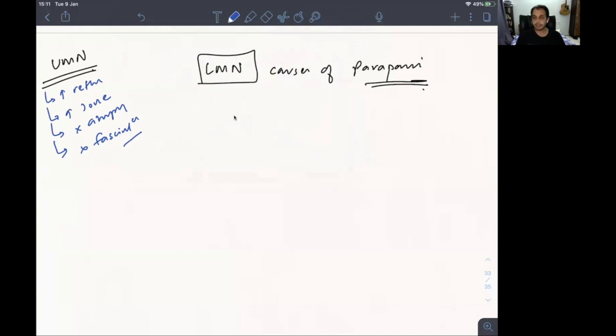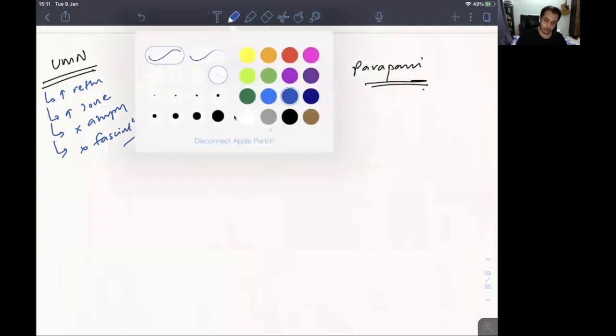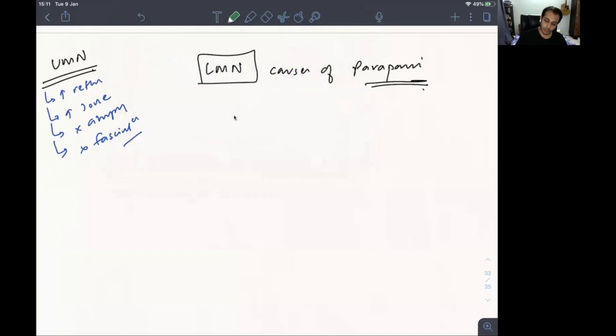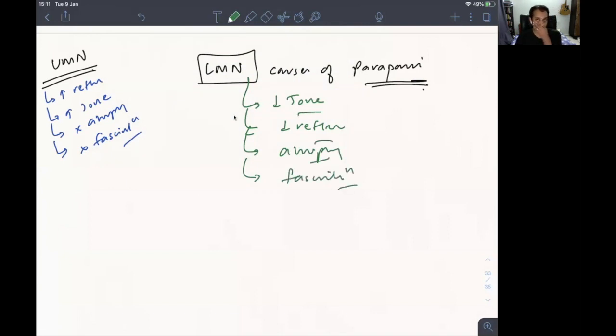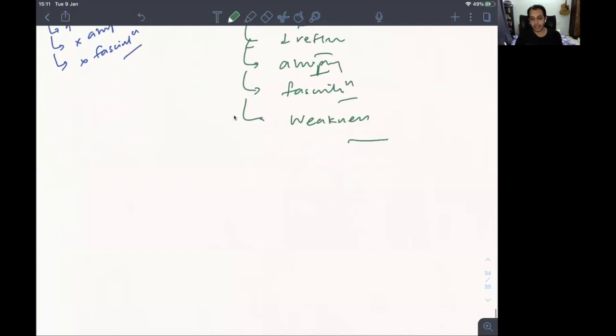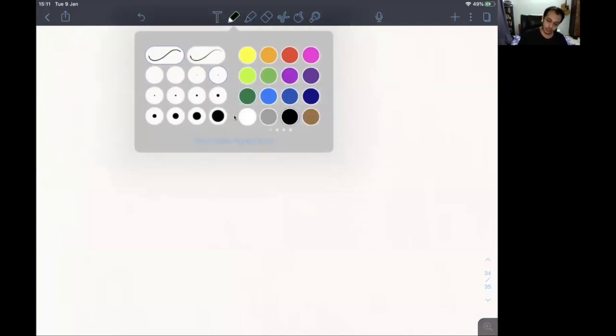Now, everything that we will discuss is a lower motor neuron. So in a lower motor neuron, you have all the features of lower motor neuron, which is decreased tone, decreased reflexes, atrophy, you can have fasciculations. Okay? And you can have weakness, of course. So in lower motor neuron, what all are the possibilities?